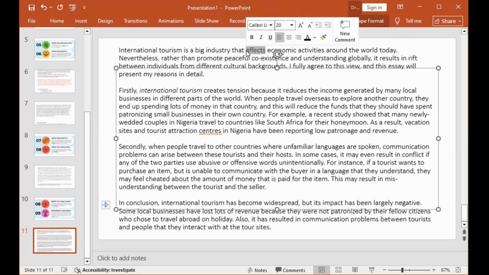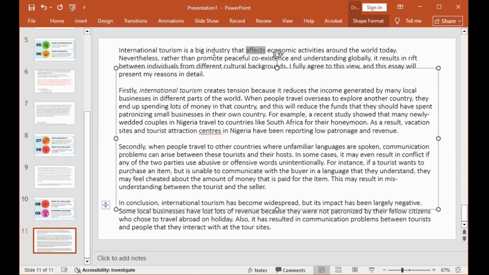You see the way I'm checking my tenses to be sure that my tenses are consistent. Let me put it that way. Tense consistency. Present simple tense throughout the bulk of our essay, if not throughout everything. 80% to 90% should reflect that present simple tense. So you see, I've changed something now. International tourism is a big industry that affects, is a present simple tense word, economic activities around the world today.